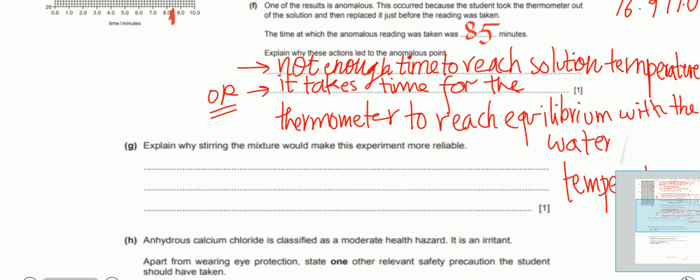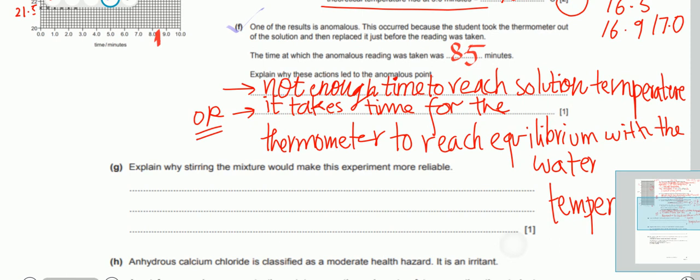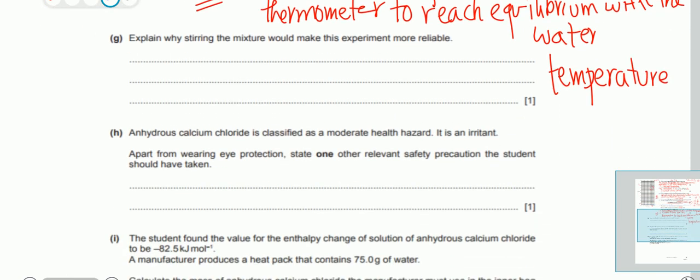Okay, so we're done with part F as well. We said that the anomalous reading is 8.5 minutes, and the reason for this is either that there wasn't enough time to reach the solution temperature, or it takes time for the thermometer to reach equilibrium with the water temperature. So we're done with part F. We're going to move on to part G.